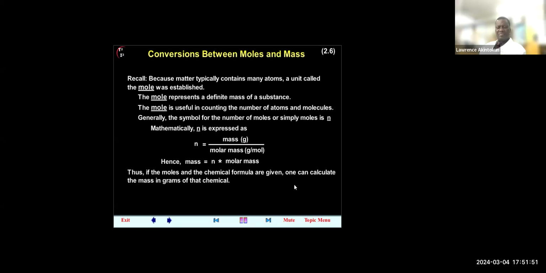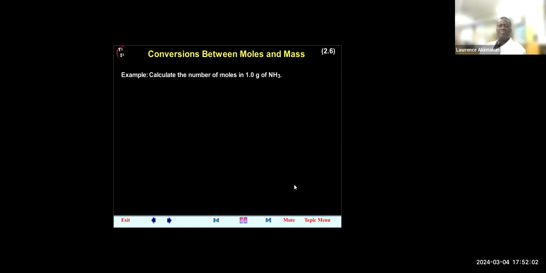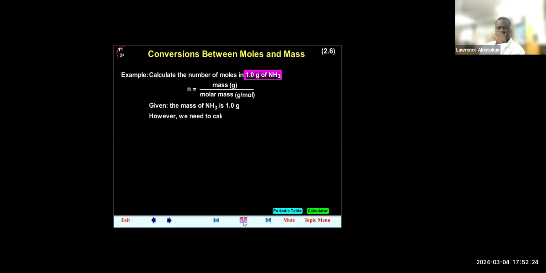Thus, if the moles and the chemical formula are given, one can calculate the mass in grams of that chemical. Example, calculate the number of moles in 1.0 grams of NH3. N equals mass divided by molar mass, given the mass of NH3 is 1.0 grams. However, we need to calculate the molar mass of NH3.